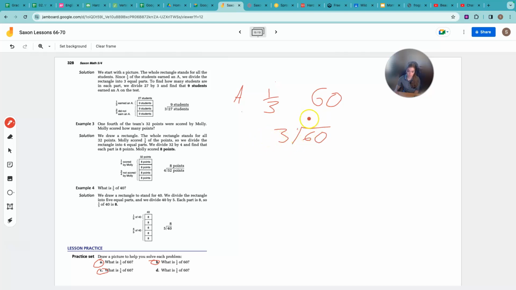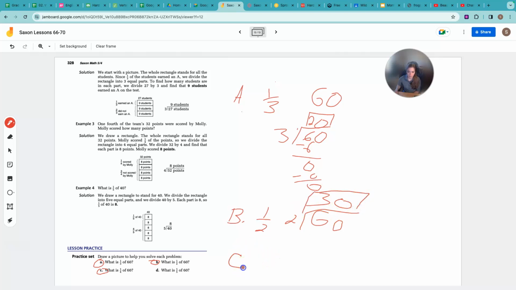3 goes into 6 2 times. And we bring down a 0. 3 goes into 0 0 times. So our answer would be 20 for A. B. What is 1/2 of 60? Now, this one might be one that you did in your head very quickly. 1/2 of 60. So we're dividing 60 by 2 because the fraction we're given is 1/2, we would get 30. And that's the answer to B.